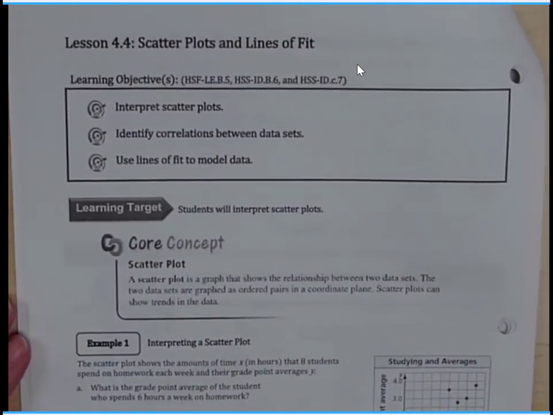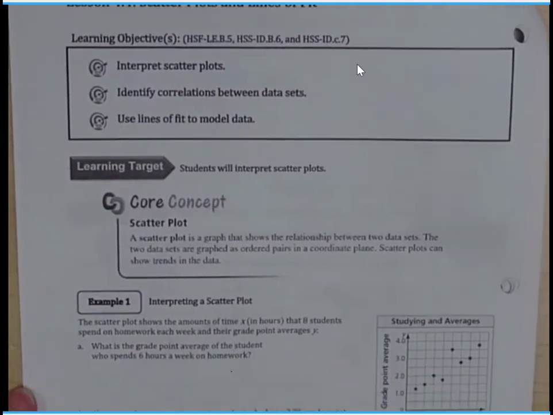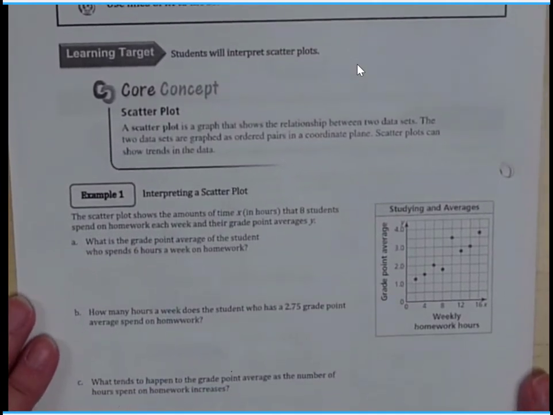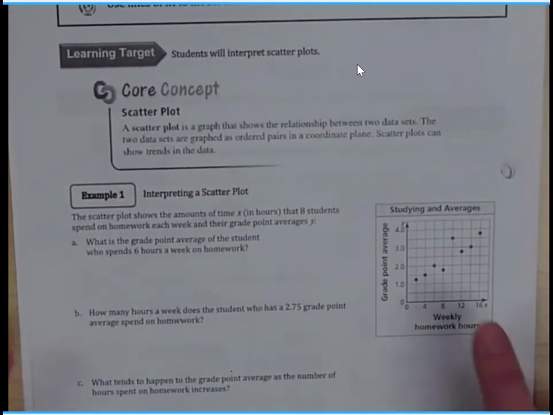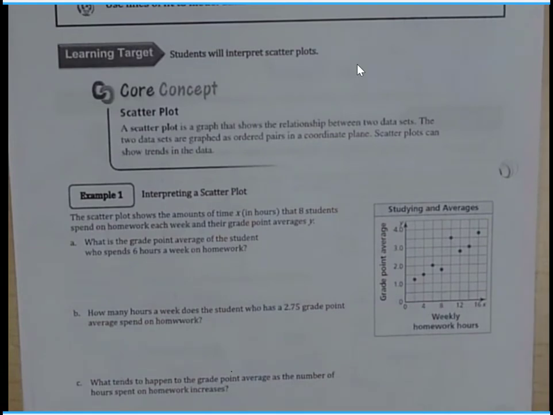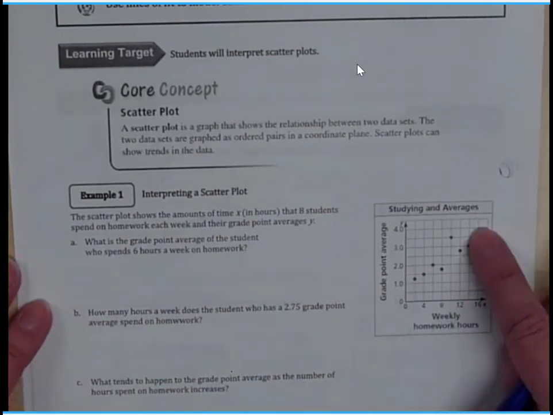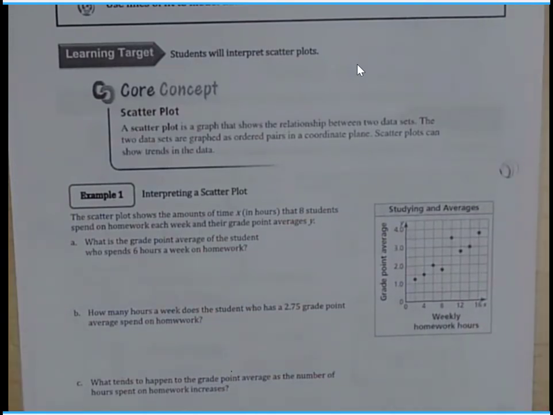All right, today we're going to talk about lines of best fit and scatter plots. Now we're going to interpret some scatter plots. We're going to talk about correlation, and we're going to use lines of best fit. Now, a scatter plot is exactly what it sounds like: a scattered plot of data, meaning we do not have a linear function here, but we do have a correlation, which we'll talk about in a second.